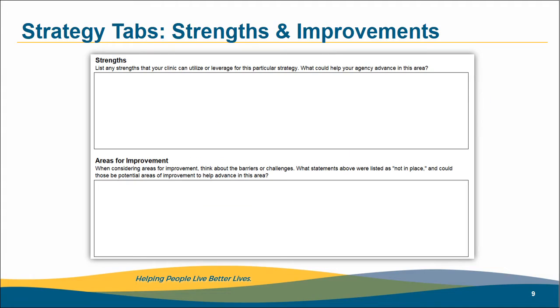The next core section included within the Strategy Specific tab are for the strengths and potential areas of improvement. These are open-ended fields where your organization can list things that might be specific to your agency or provide context for the scoring that you utilized within the approaches and practices section. For strengths, we encourage your organization to think about things that are already in place that you can utilize or leverage to advance the strategy.